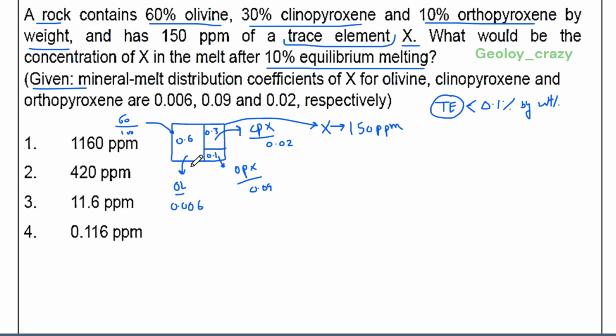Now, one more thing: I will ask you one question, so mention the answer in the comment box. A rock contains 60% olivine, 30% CPX, and 10% OPX. What is the rock name? Olivine is 60%, which means it is an ultramafic rock. So what is the rock name? Mention it in the comment box.